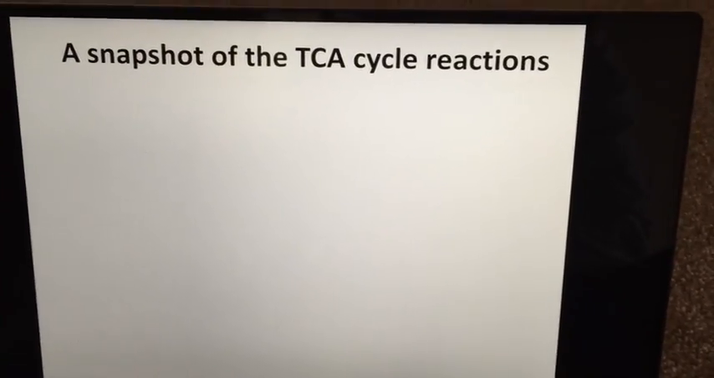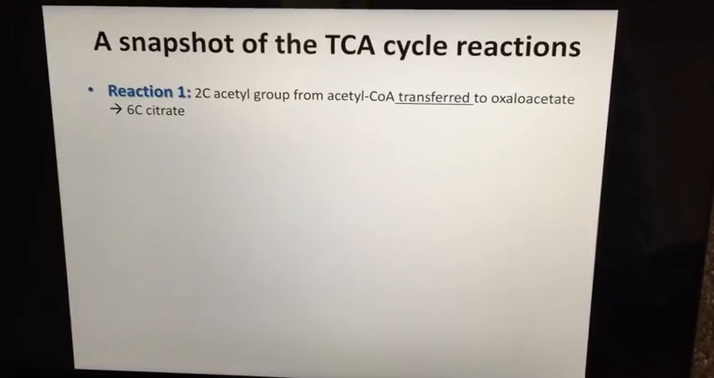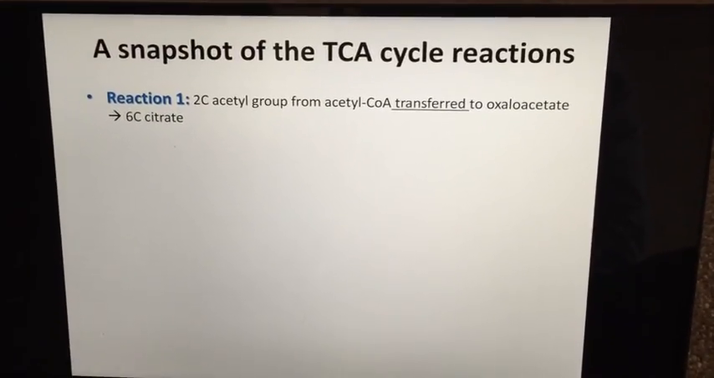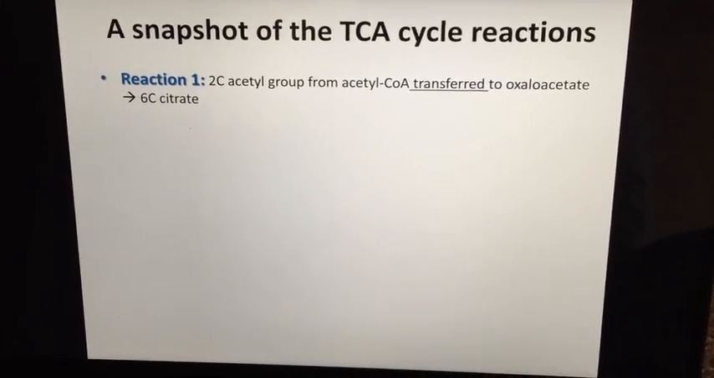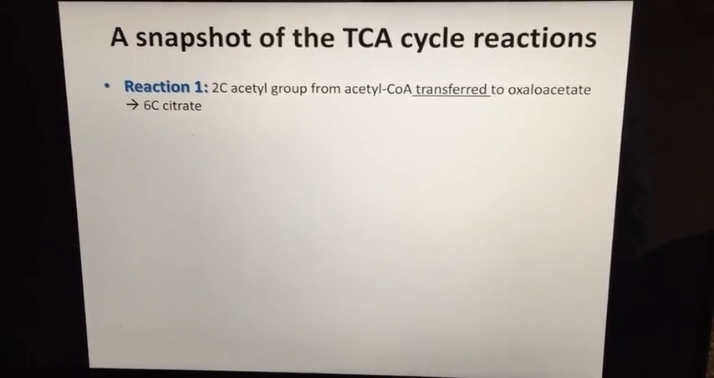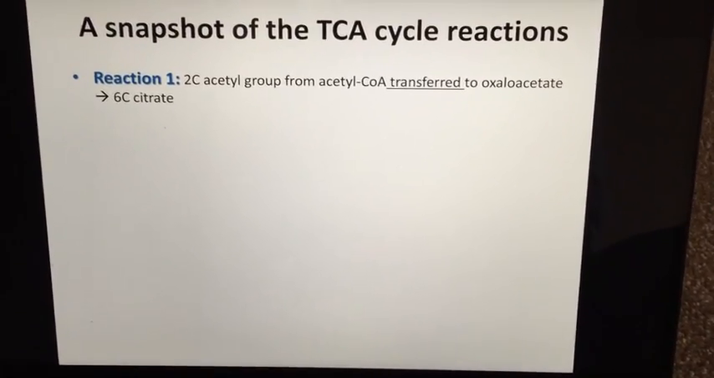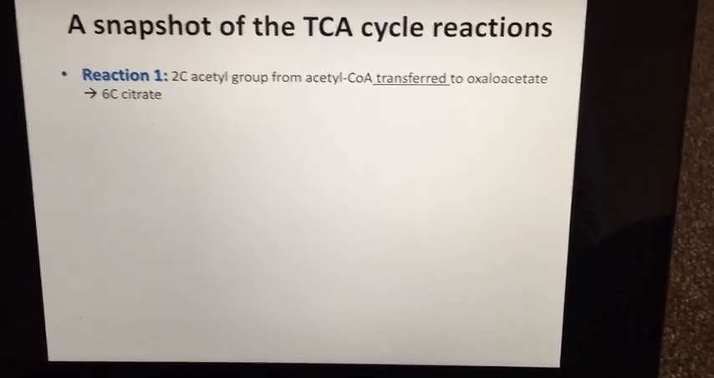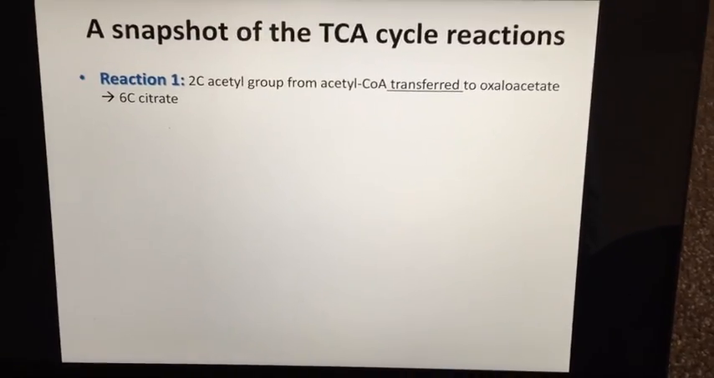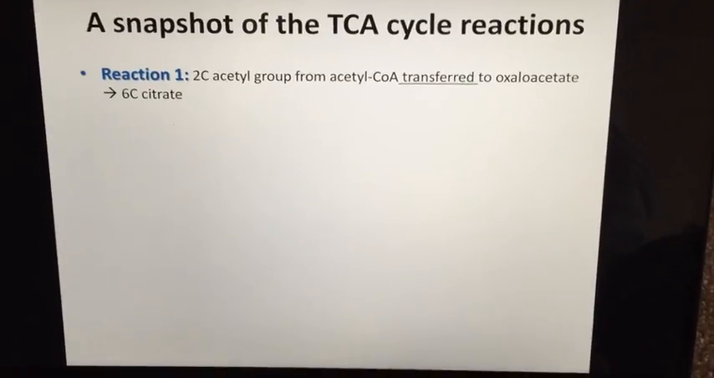So let's have a look now at the citric acid cycle in more detail. This is just an outline of all the citric acid cycle reactions. The first reaction involves acetyl-CoA. Remember, acetyl-CoA was formed by the decarboxylation of pyruvate via the pyruvate dehydrogenase complex. Now that 2-carbon acetyl group from acetyl-CoA is transferred to oxaloacetate to form citrate. Citrate has 6 carbons, so oxaloacetate therefore must have 4 carbons.